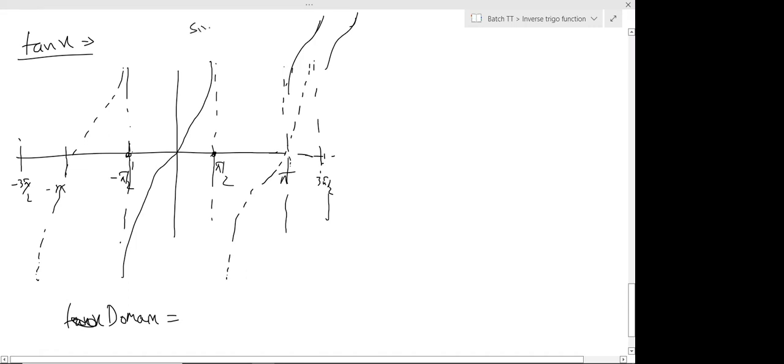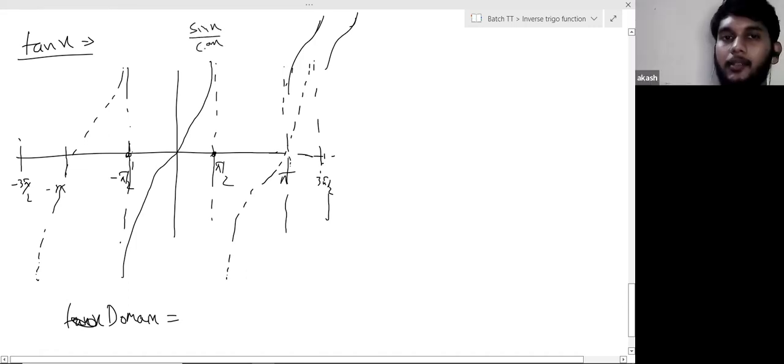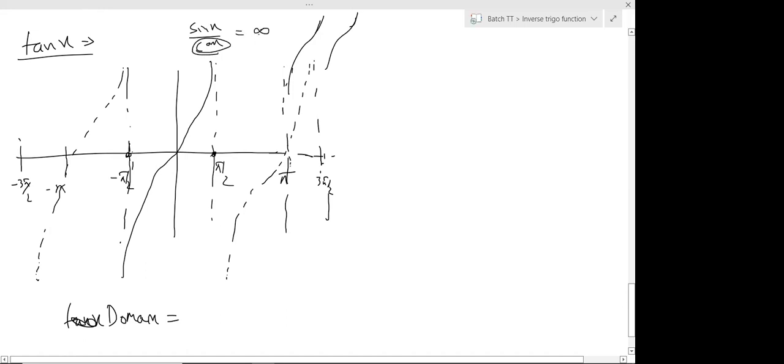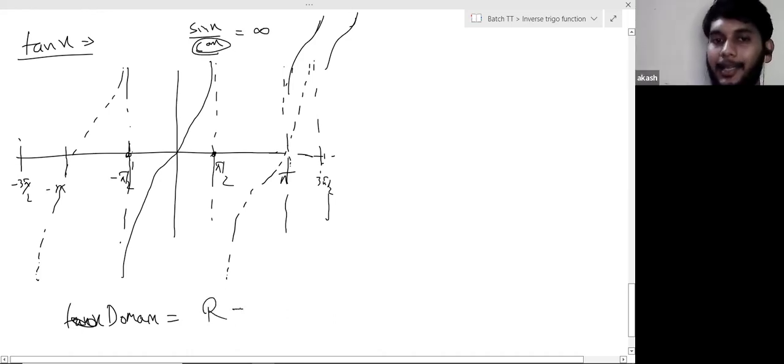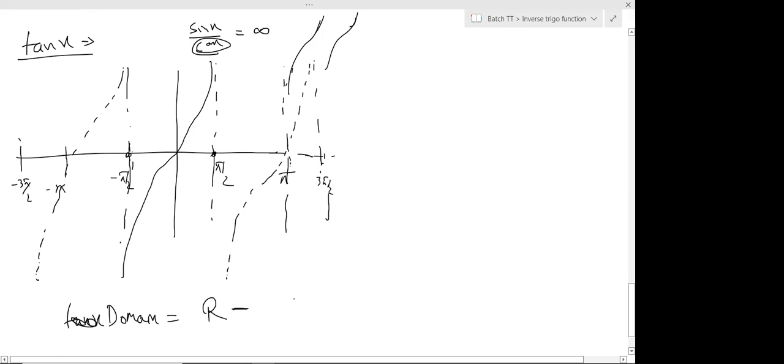Because tan x is sin x upon cos x. So if cos x becomes 0, then this will give us infinite. So that will be an issue. Undefined. So the domain will be all real numbers except odd multiples of pi by 2, right? We cannot put pi by 2, 3 pi by 2, 5 pi by 2, minus pi by 2. Odd multiples of pi by 2 we have to remove.